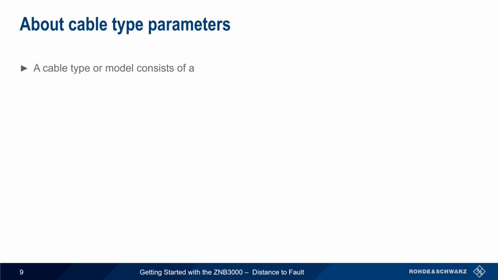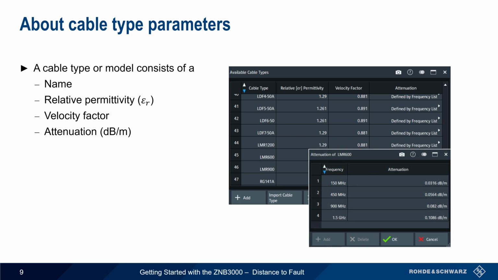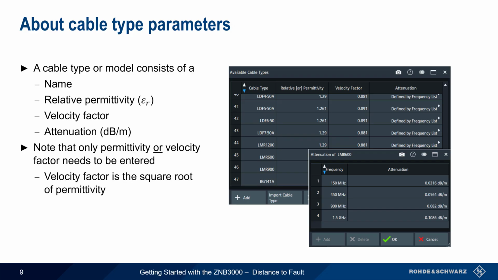As mentioned earlier, a cable type or model consists of a user-friendly name, the relative permittivity and/or velocity factor of the cable, and the attenuation of the cable at different frequencies in units of dB per meter. When defining a cable type, only permittivity or velocity factor needs to be entered. This is because velocity factor is simply the square root of permittivity, and the ZNB3000 can therefore easily calculate one value from the other.